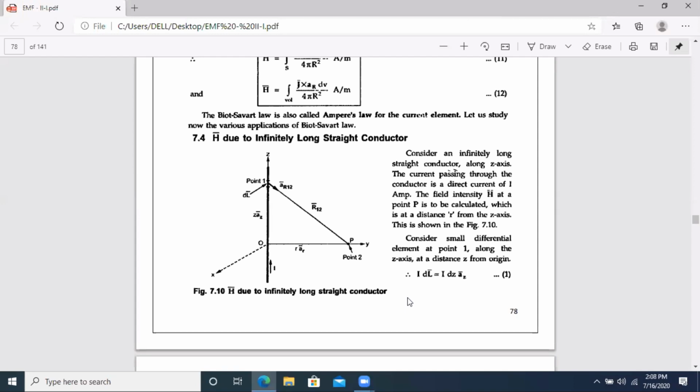Consider an infinitely long straight conductor along the z-axis. The current passing through the conductor is a direct current of 1 amp. The magnetic field intensity H at a point P is to be calculated, which is a distance r from the z-axis. This is your reference point, 0.